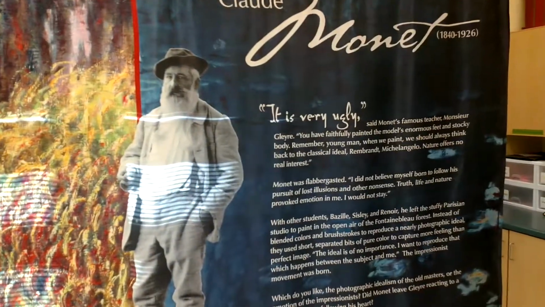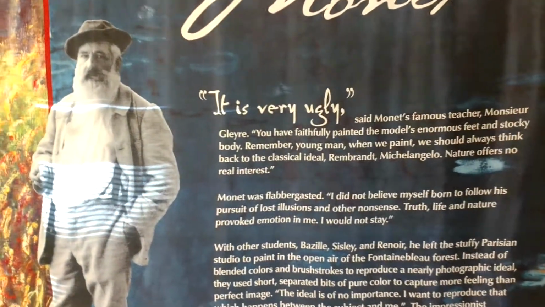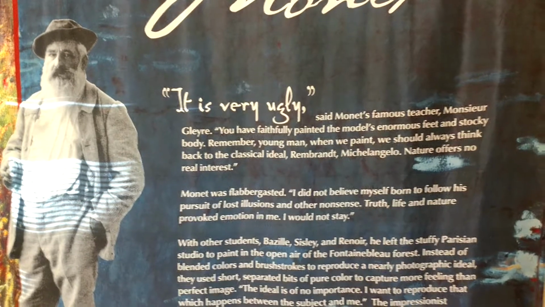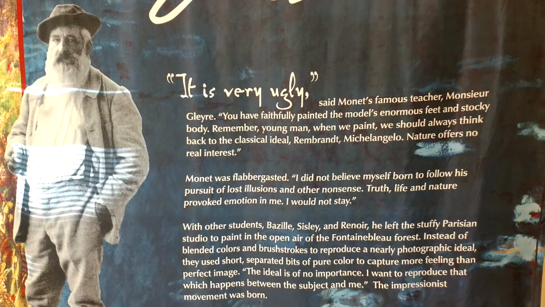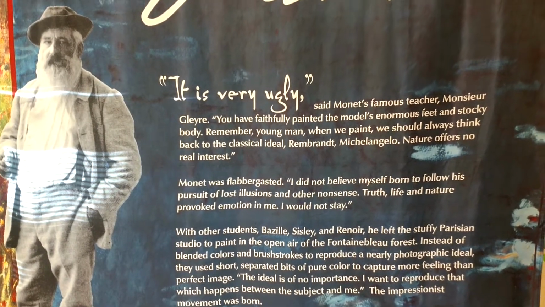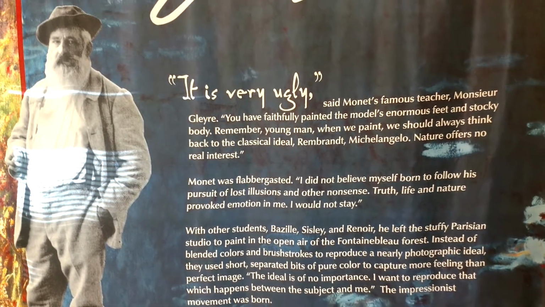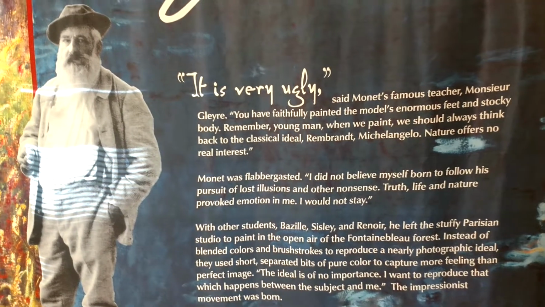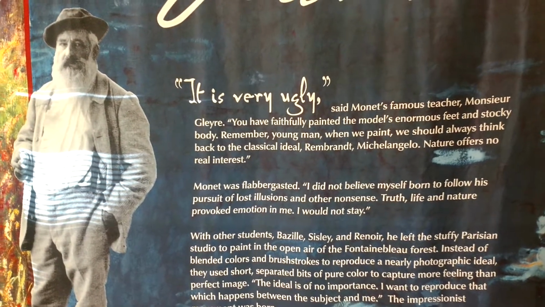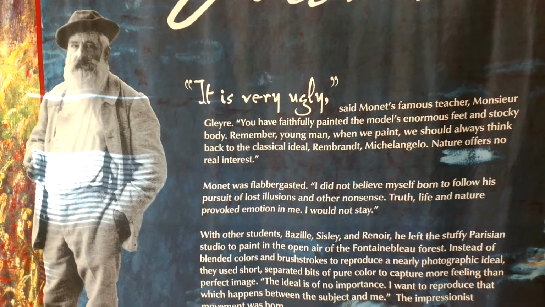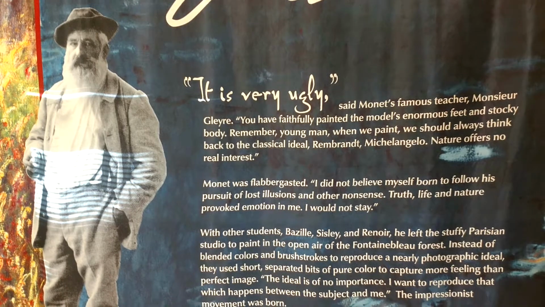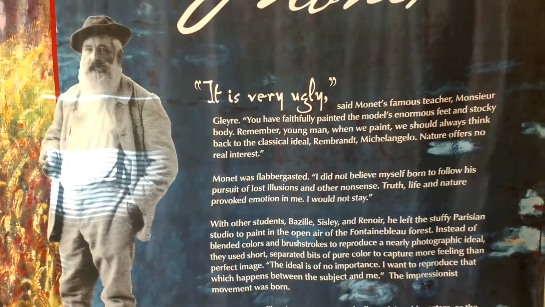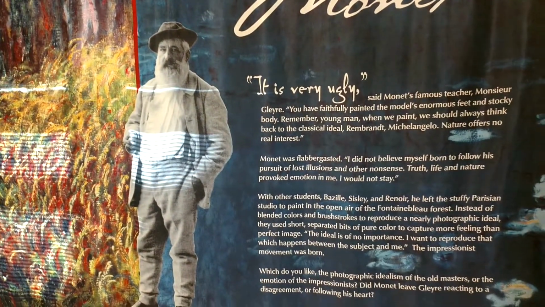Over here, there's a quote. It says, "It is very ugly," said Monet's famous teacher, Monsieur Gleyre. "You have faithfully painted the model's enormous feet and stocky body. Remember, young man, when we paint, we should always think back to the classical ideal, Rembrandt, Michelangelo. Nature offers no real interest." Well, Monet was flabbergasted, and he was quite angry. "I did not believe myself born to follow his pursuit of lost illusions and other nonsense. Truth, life, and nature provoked emotion in me. I would not stay."